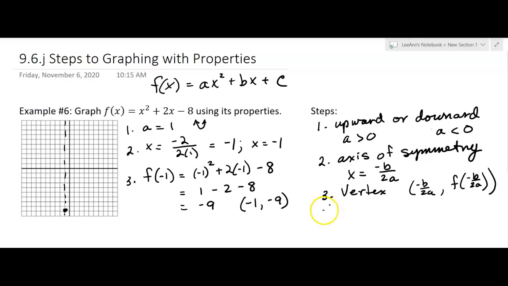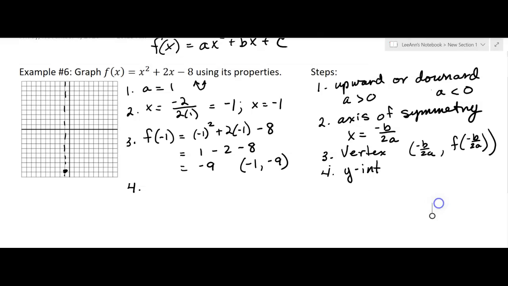All right, step 4. We want to find the y-intercept. So for us, when we find the y-intercept, it's going to be f of 0, which is going to be, in our case, -8. So the point 0, -8, that is the y-intercept. 0, -8, and it's right here. I just have a little teeny graph.